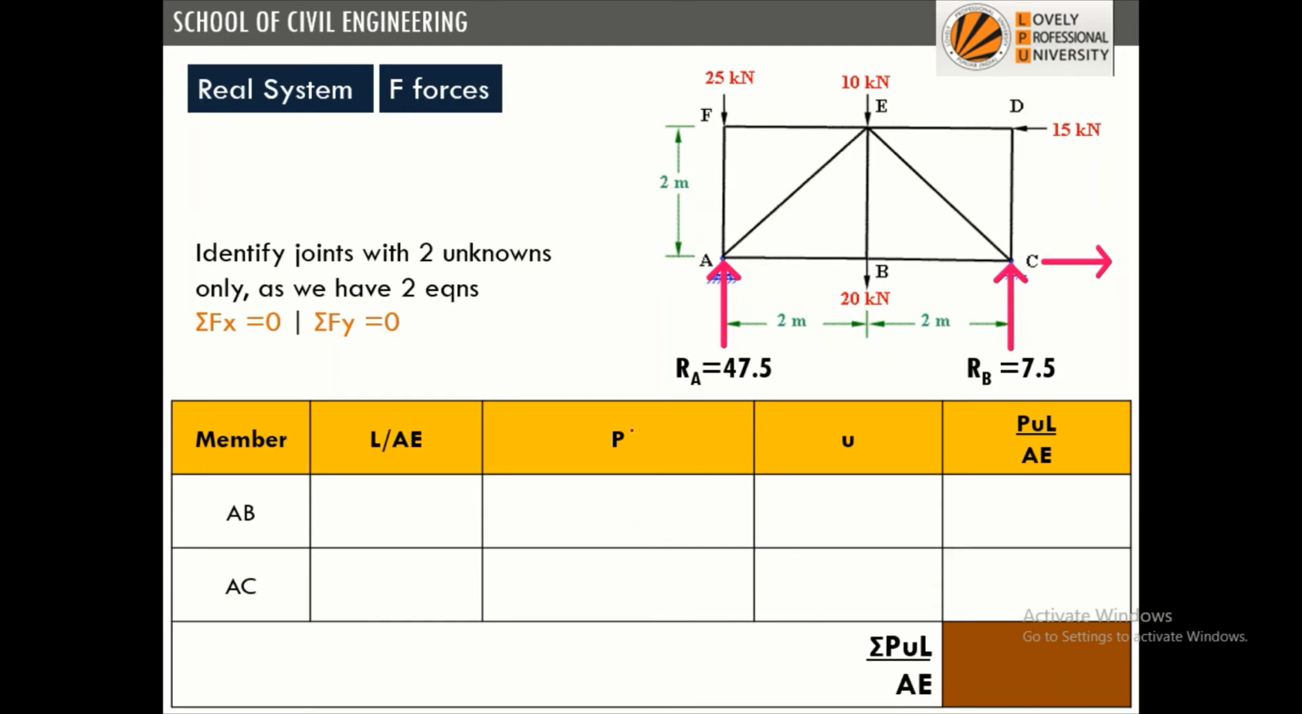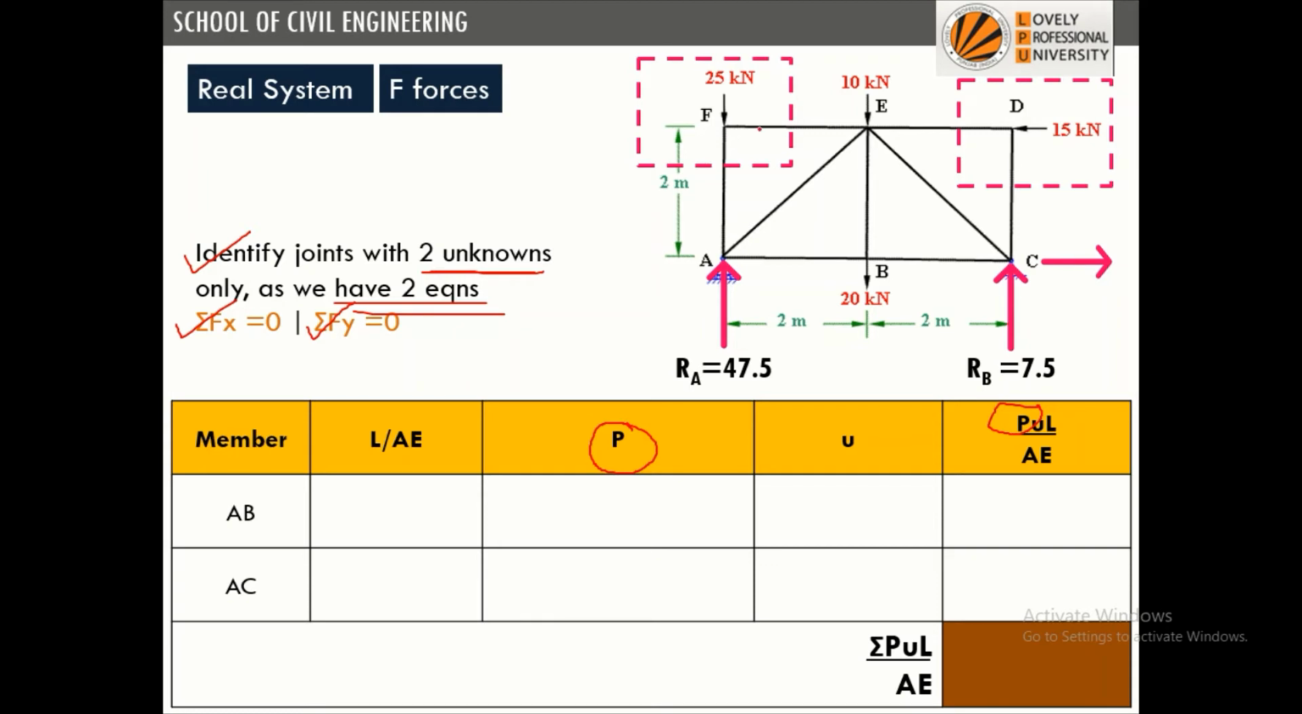We have calculated the reactions, and now it's time to solve the member forces. The first thing we have to calculate is the P force or F force, the forces in the members due to the real forces. So we have to identify a joint where there are only 2 unknowns. Why do we want a joint with 2 unknowns? Because we have only 2 equations, and with 2 equations we can calculate 2 unknowns. So we try to find which joint has 2 unknowns. Here it is joint F and joint D. They have only 2 unknowns, so we will solve these first.